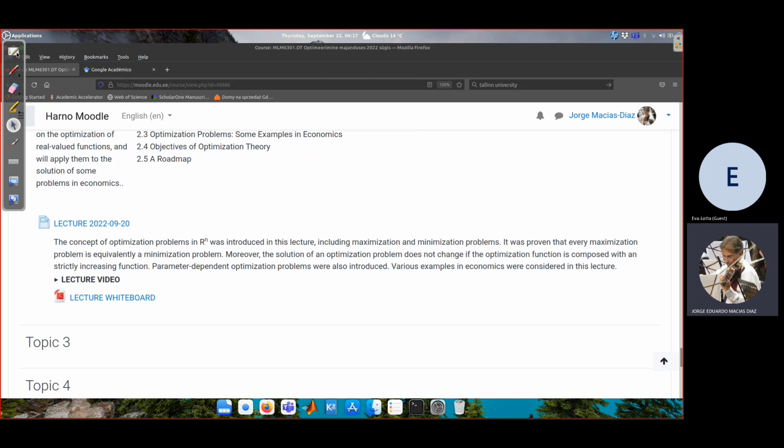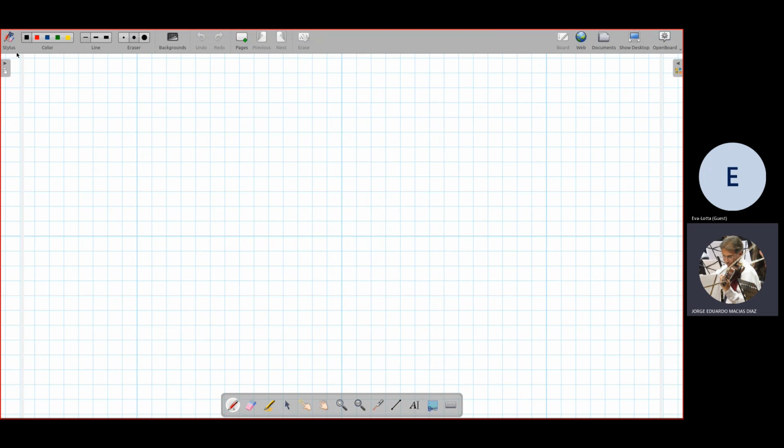The examples that I'm going to mention are all going to be just described. We're not going to solve them. I'm going to provide a description of those problems. So let's continue then with some examples. These are optimization problems, and precisely in economics.